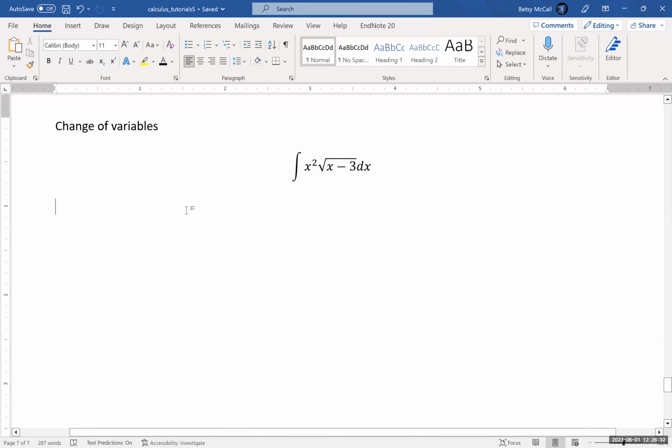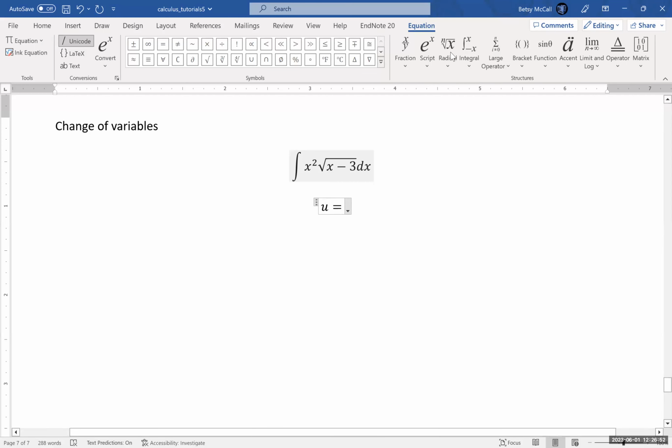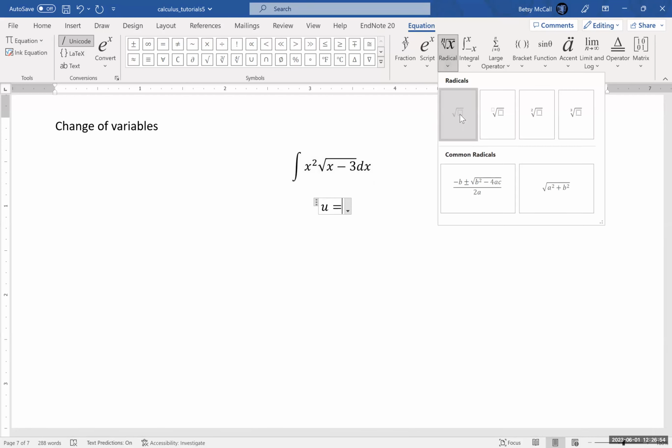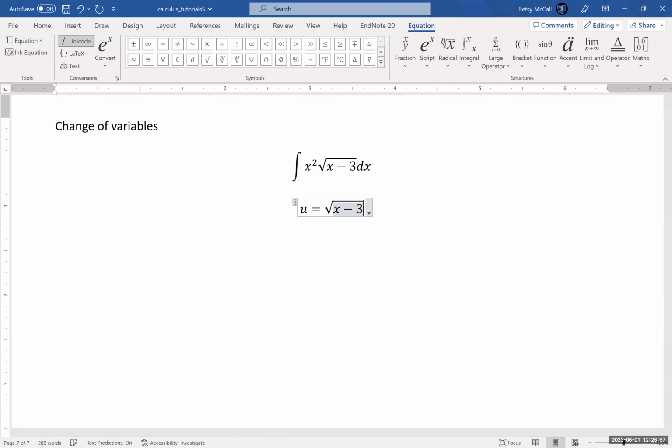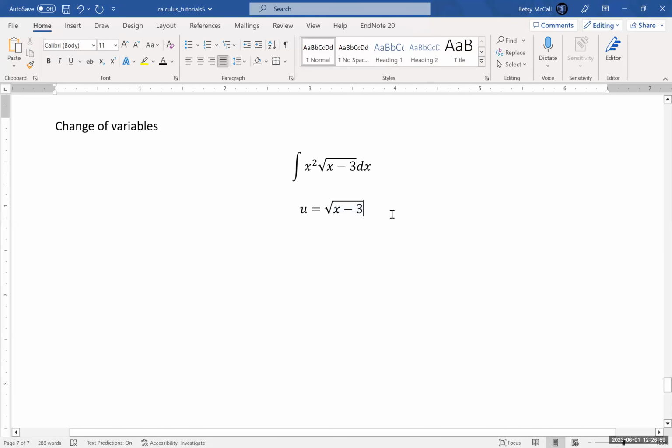Now, the thing about change of variables is that typically a procedure that works really well, if you have a radical in the expression, is to take the radical and make that the thing you are substituting a new variable for. So we're going to say that u is equal to the square root of x minus 3. Now, this procedure will work if you just take x minus 3, but the algebra will be a little bit easier if you take the square root of x minus 3.